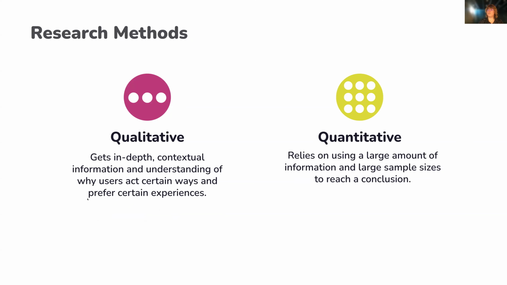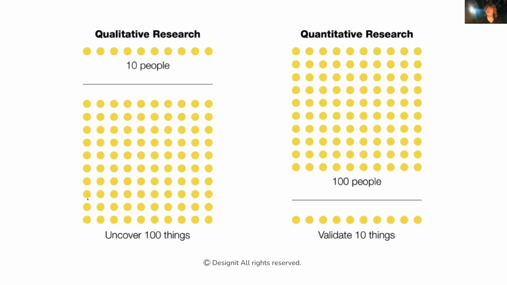A couple of different research methodologies. One is qualitative, where you get in-depth contextual information and understanding of why users act a certain way and prefer certain experiences. So these are gathered by interviews and storytelling. And then there's quantitative, which relies on using large amounts of information and large sample sizes to reach a conclusion. So we like to think of it as qualitative research takes 10 people in an interview and uncovers 100 things about your interface, whereas quantitative research interviews or surveys 100 people and validates 10 things.